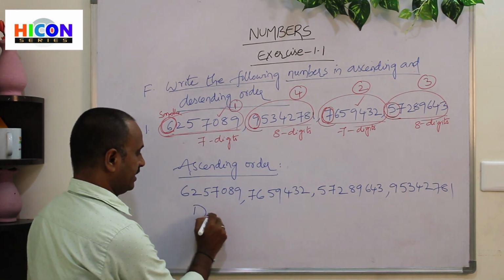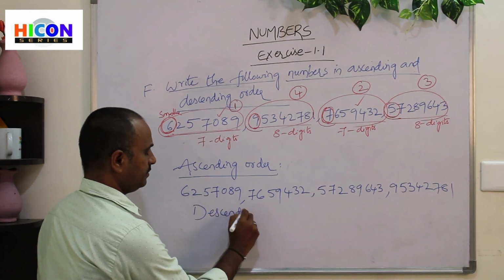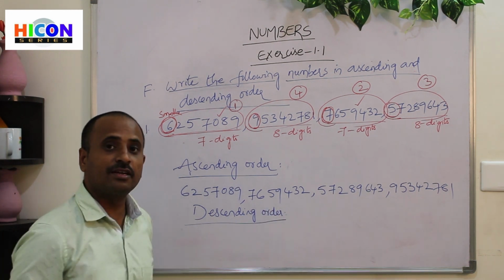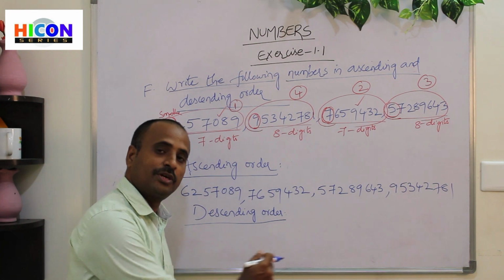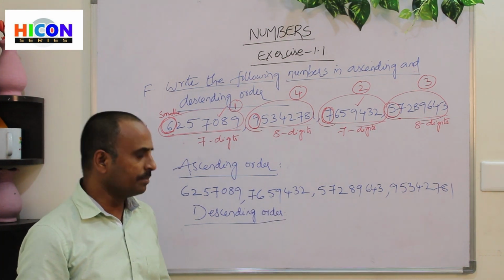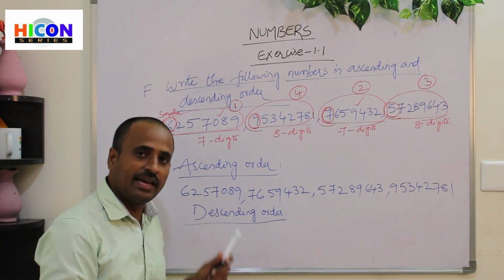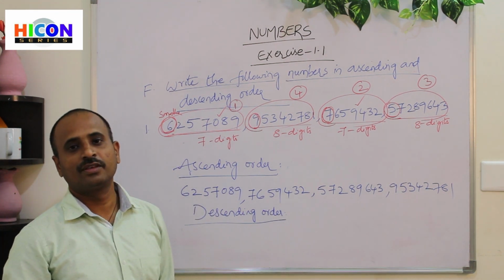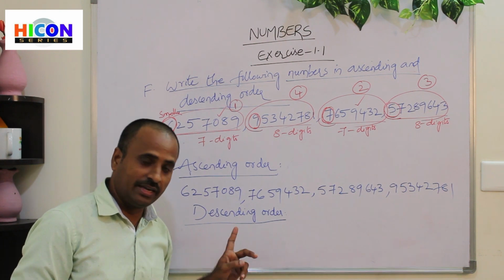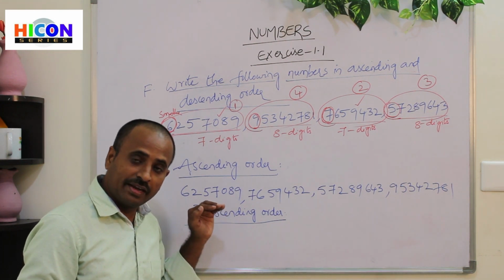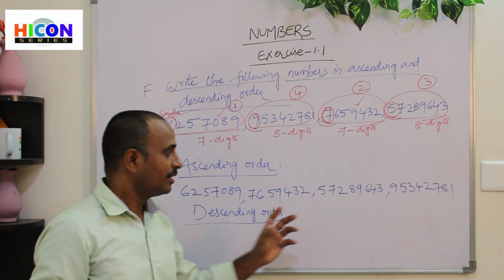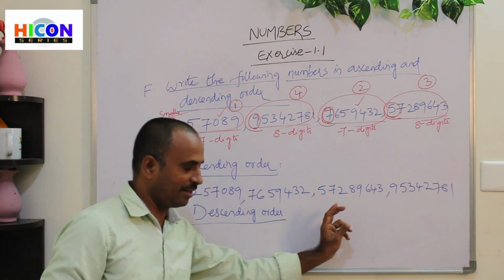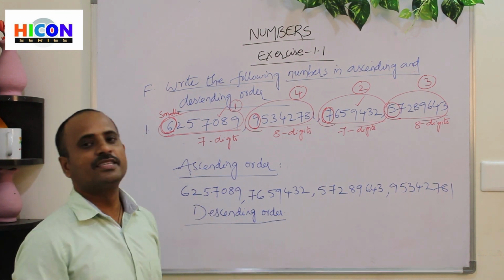Now we have to write descending order. How to write descending order? Descending order means from greatest number to smallest number. Simply, if we write the ascending order in reverse order, we will get the descending order. So children, listen carefully. We can obtain the descending order simply by reversing the ascending order.